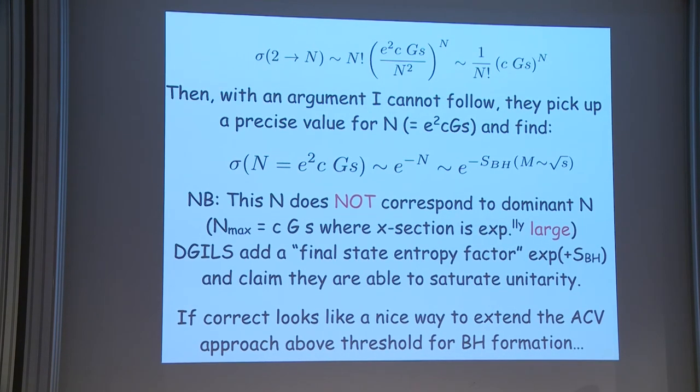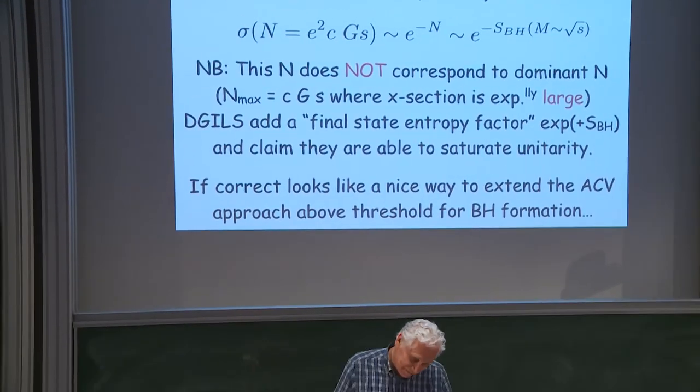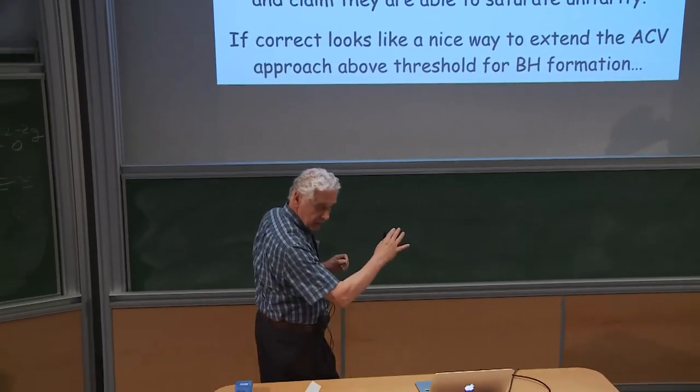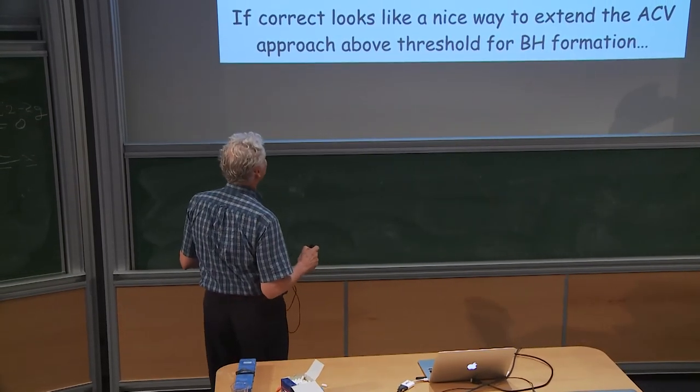Small s is E squared. It is the Mandelstam variable, just the center of mass energy squared. Sorry, I should have defined everything, like it was in all my previous slides.